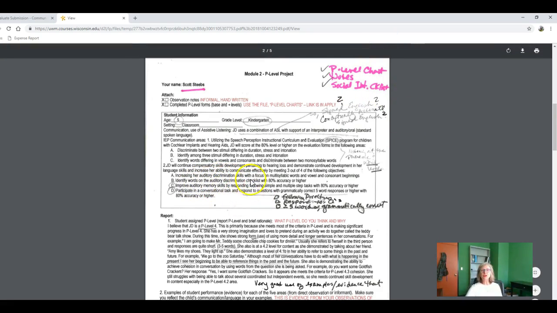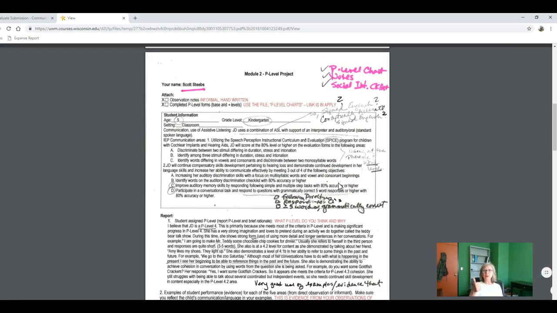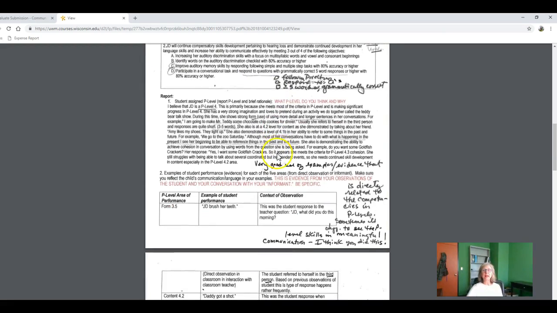This was helpful in terms of her IEP goals, really looking at following directions, responding to questions, and using more than 5 words and using them in grammatically correct sentences. And so it's interesting to think about how these align with what you may have identified in the P level.